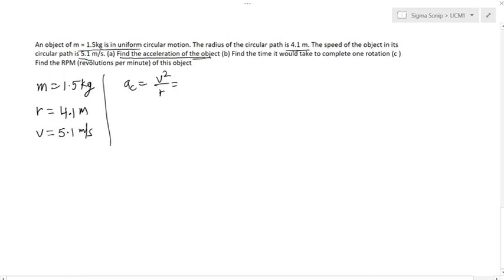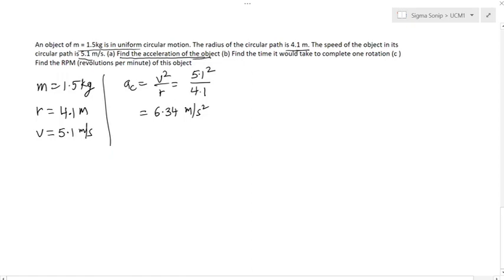So we can find that v is 5.1 square divided by r. That will just take me a second. Divided by 4.1, it gives me 6.34 meters per second square.